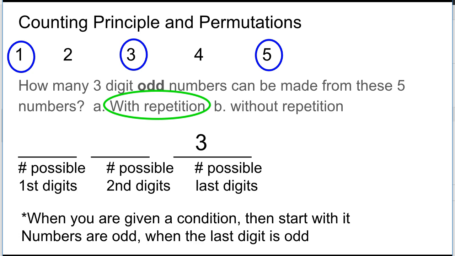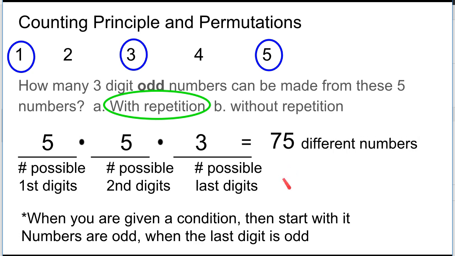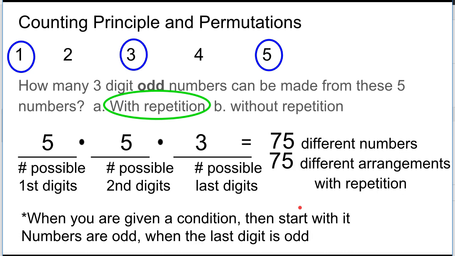Okay, so hopefully you did that, and hopefully you decided that in this first spot I would have 5 numbers that go there, because I'm allowed to repeat them, and then I've got 5 numbers that can go there, and then 5 times 5 times 3 is going to be 75, which means I've got 75 different numbers or arrangements.